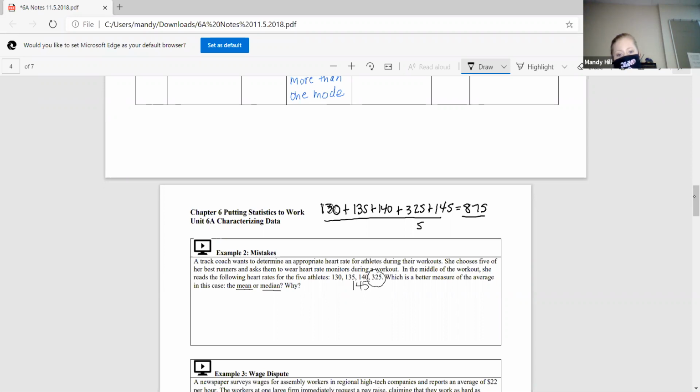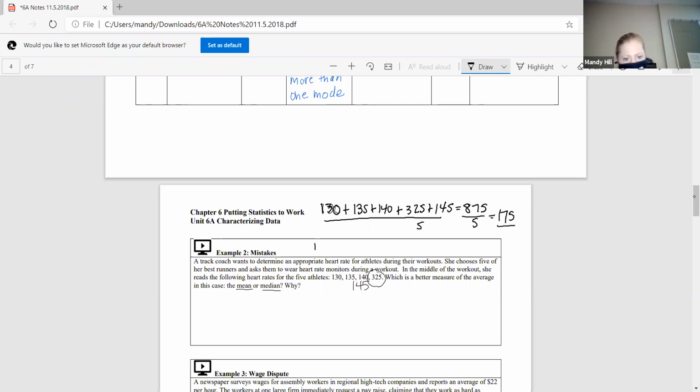And when you're doing your project, this is going to be some of the things that it's going to ask you to analyze about your project: which measure of central tendency did you use, or which one did you think would be the best and why? Okay, so if we do mean, we are getting 175.